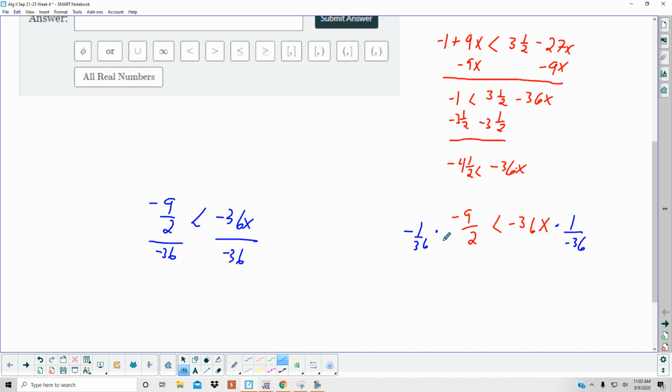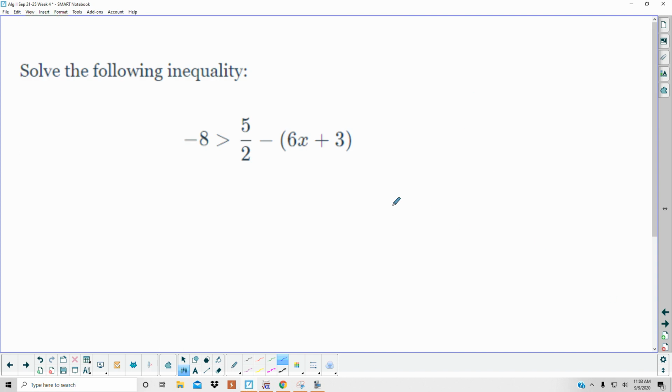I'm going to reduce this. 9 goes into itself once and 36 4 times. So I have a negative 1 times a negative 1 is positive. 4 times 2 is 8. Now, you multiply across an inequality with a negative, so I have to turn the inequality around. So that would be your answer. And you'd go back up and write it in using the symbols you can choose up here. Okay? Let's try the next one.